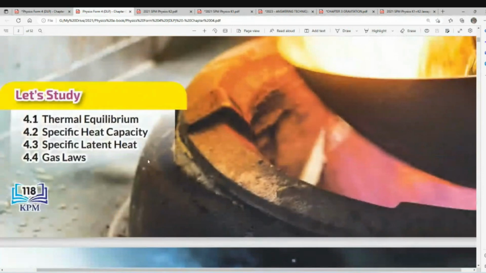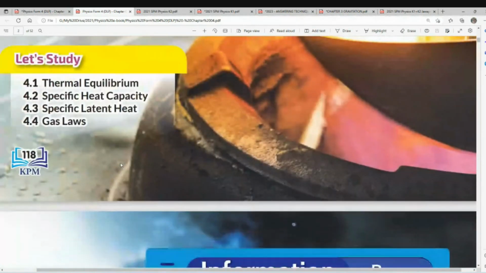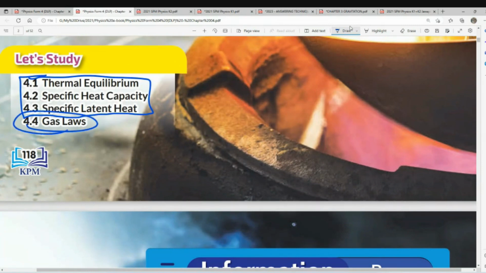Okay, so for chapter 4, we can split into two different parts. The first part is all about the heat energy. The first part, all about the heat energy, is 4.1, 4.2, and 4.3. The second part is about the gas law. So 4.1, 2, and 3 are all about the heat energy.